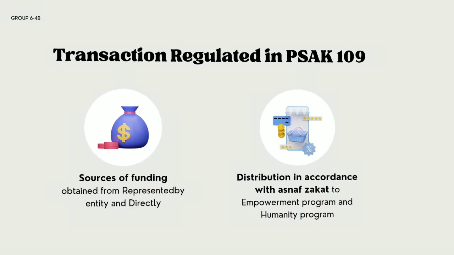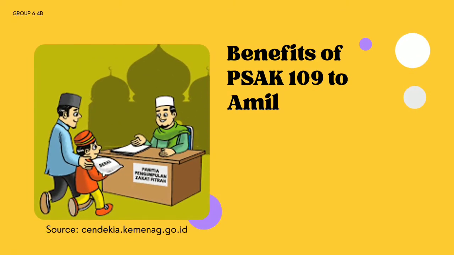Topic 6 is the benefit of PSAK number 109 to Amil. Based on paragraph 30 KDPP-LKS, it is stated that the purpose of financial statements is to provide information regarding the financial position, performance, and changes in financial position of an Islamic entity that is useful for a large number of users in making economic decisions. The objectives are as follows.